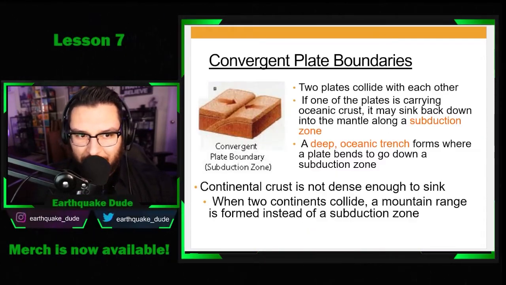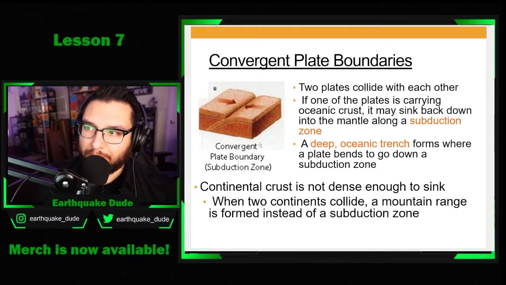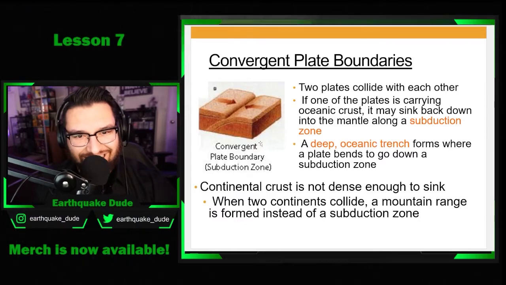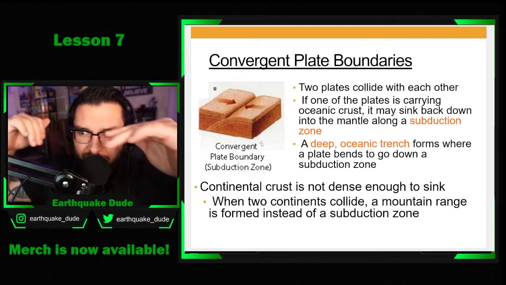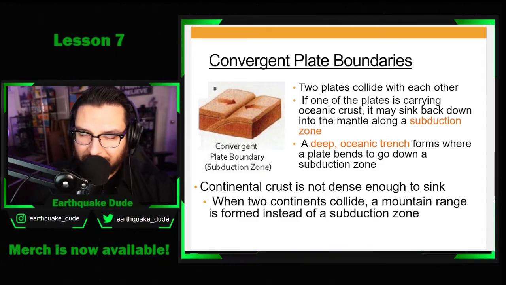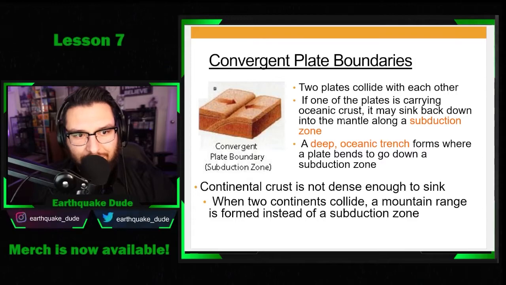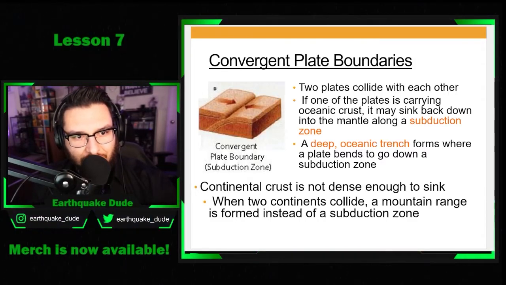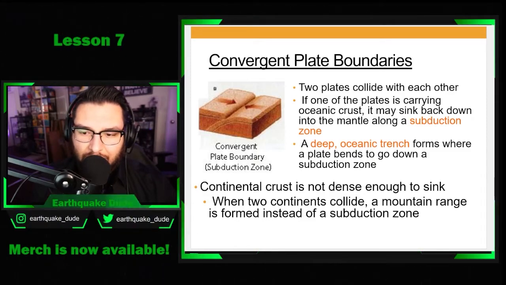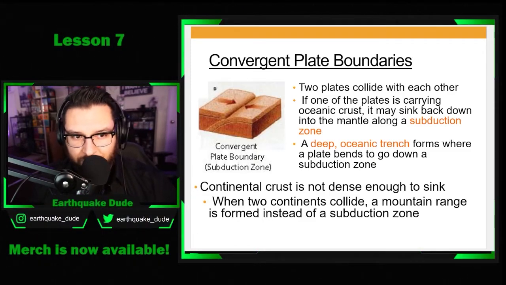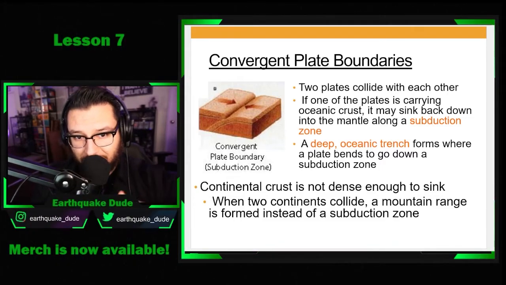Now, the second type of plate boundary, and probably the most dangerous one out there, is the convergent plate boundary, and that's when two tectonic plates are colliding with each other. So they're moving towards each other and they collide. Now, if one of the plates is carrying oceanic crust, it may sink back down into the mantle along a subduction zone. Subduction zones are very important, and they only happen when one of these plates is being pushed back into the earth.